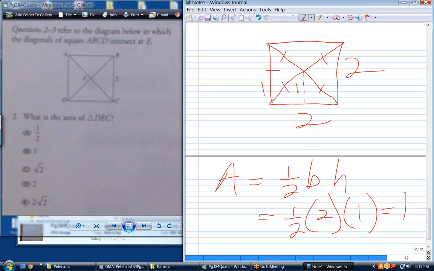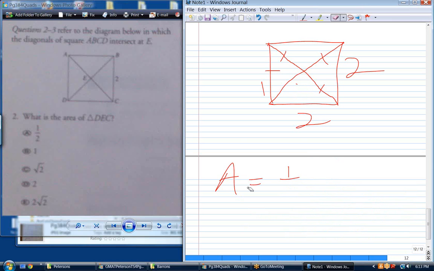But there's even an easier way to do this. What's the area of the whole square? 4. How many of those equal triangles are there? 4. So each one must be 1.